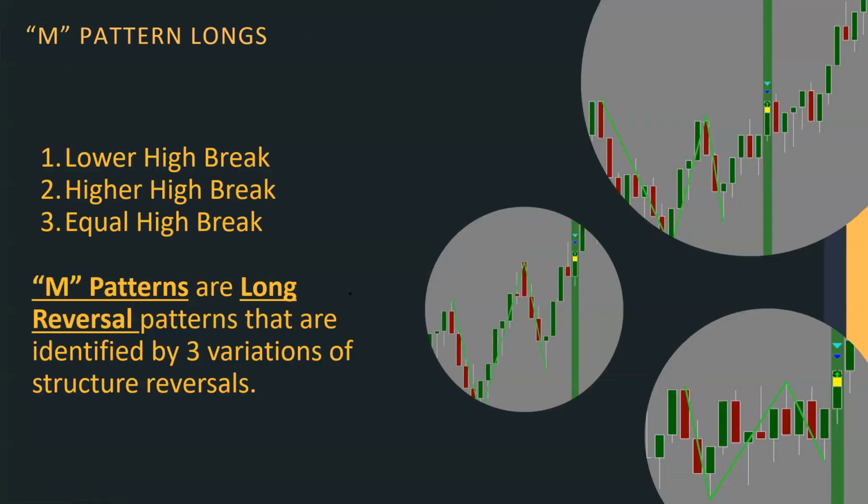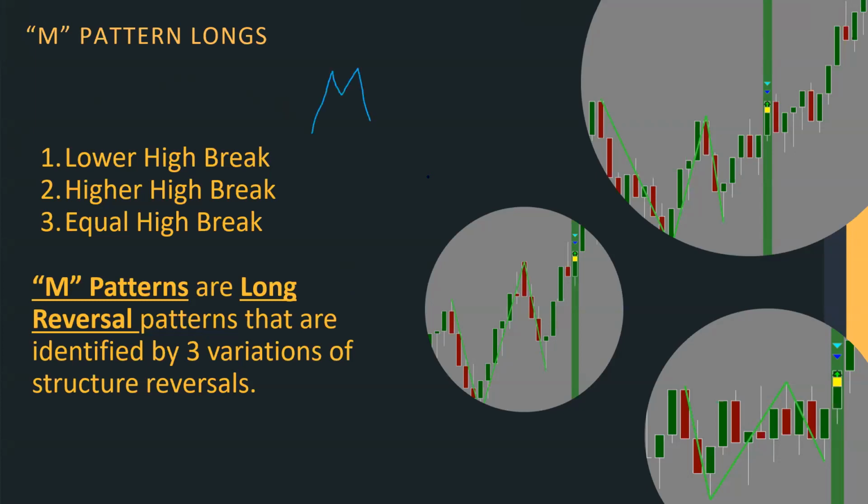So what are the patterns? Where do they come from? Anybody here heard of harmonics? Anybody here a harmonics trader? Butterflies, crabs, I don't know what the heck they call them. There's a bunch of patterns. You don't really need to know all the names of them, which is a good thing. And the best part is you don't really have to look for them anymore because we have software that'll do it for you. So anybody who trades harmonics, you're going to love this because this is what this is built off of. So there are 3 M pattern longs.